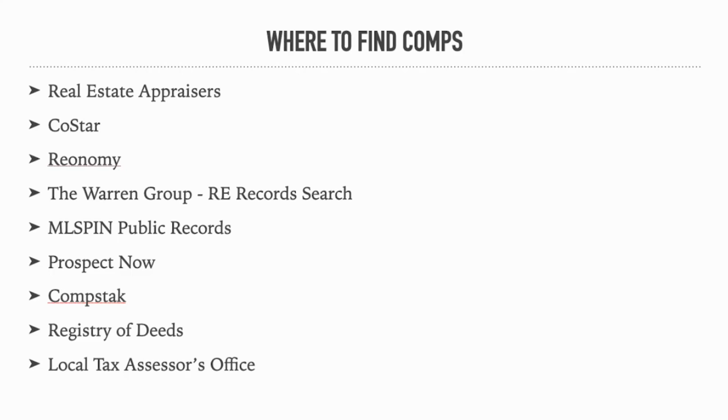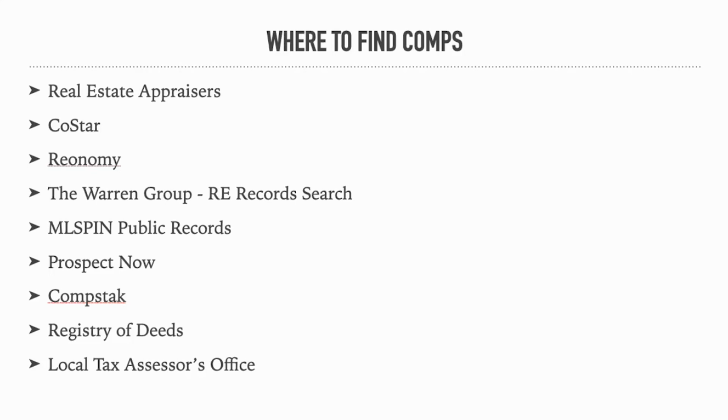CoStar is a paid subscription. They've got good comps data in there. Reonomy, also very useful. The Warren Group, a real estate record search, is also very helpful. We'll actually find in our sales comp research, we'll go oftentimes through appraisers, CoStar, Reonomy, and real estate record search in order just to get a complete picture of what the comps in the market look like.